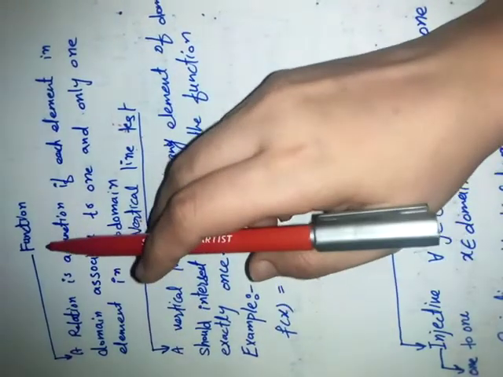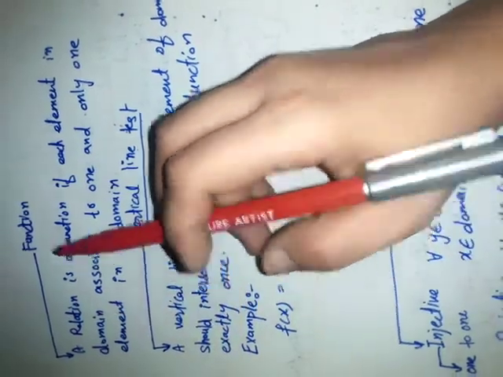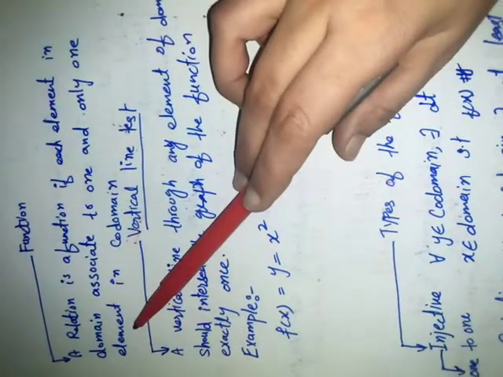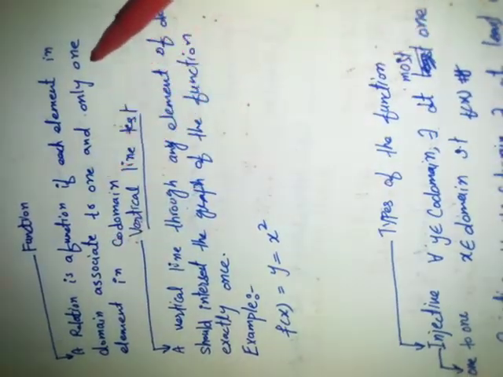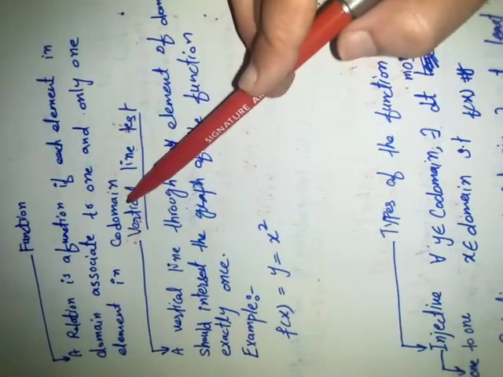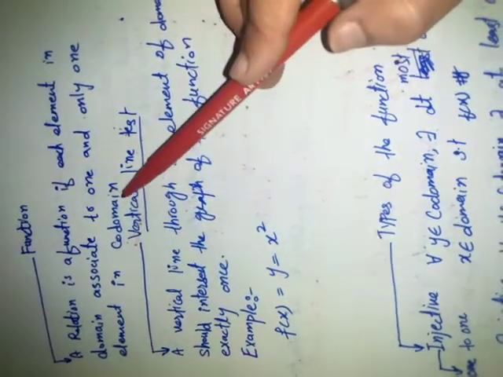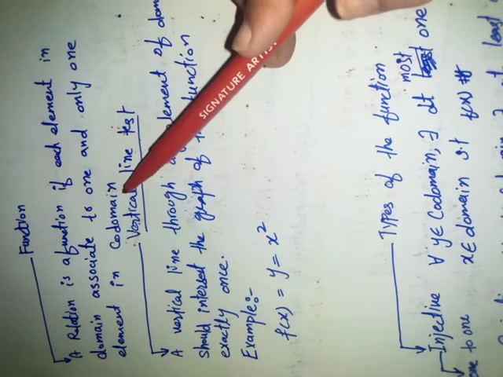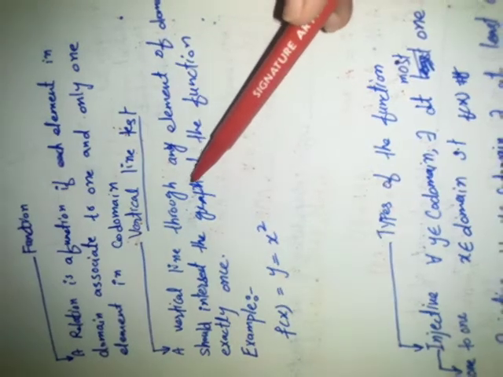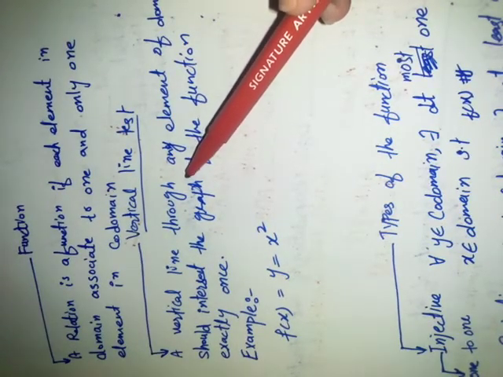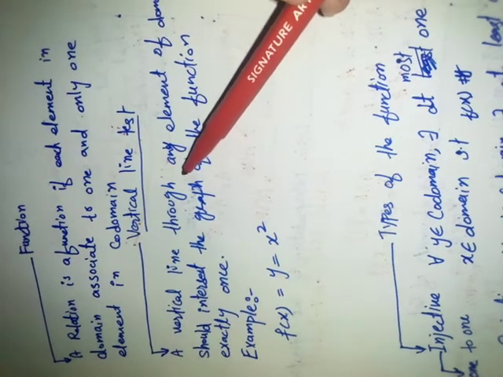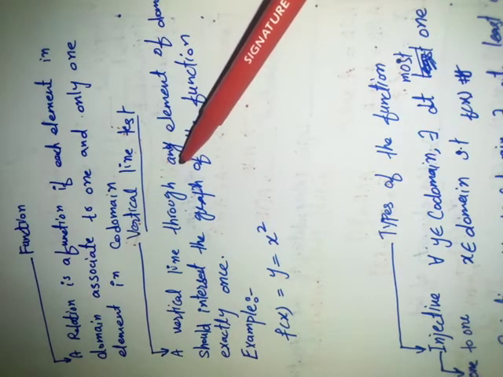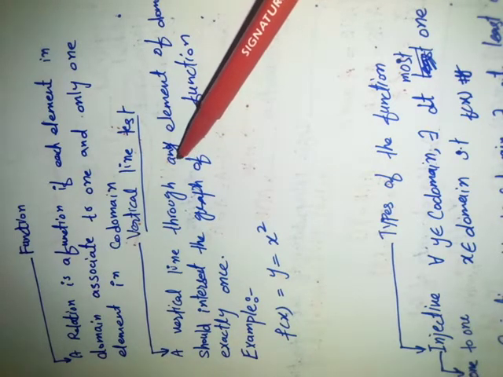What is a function? A function is a relation between two sets in such a way that each element of a set associates to one and only one element of the second set. The first set is said to be the domain and the second set is said to be the codomain. It is a rule between two sets in such a way that each element of the first set should associate to one and only one element of the second set.